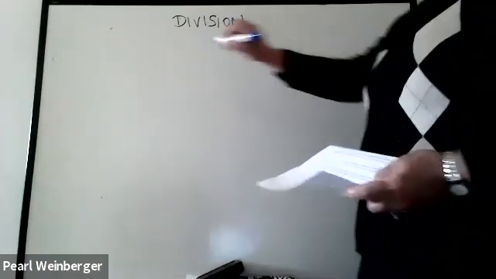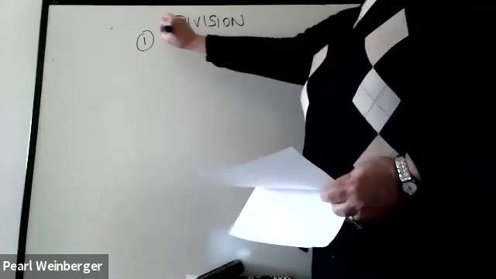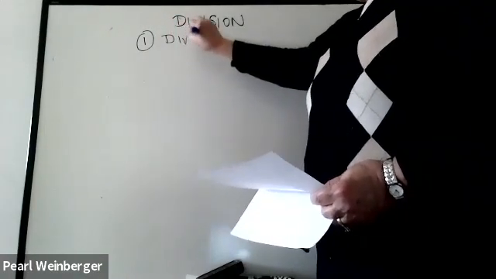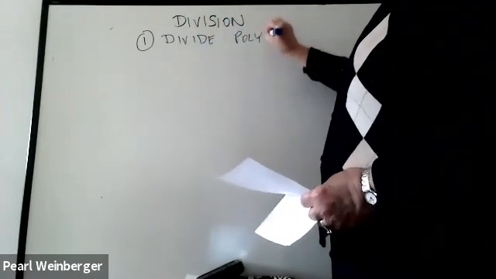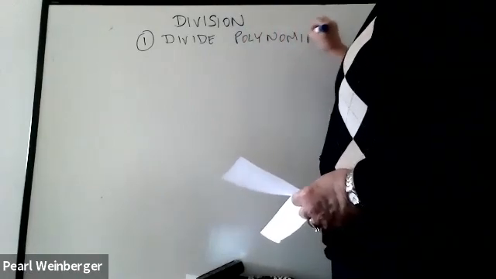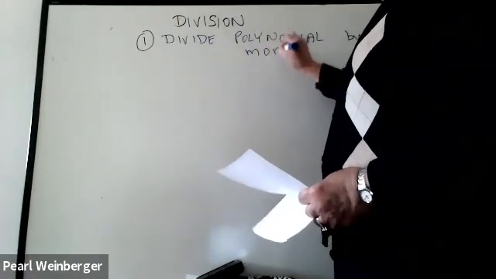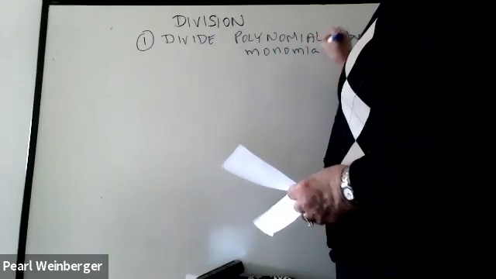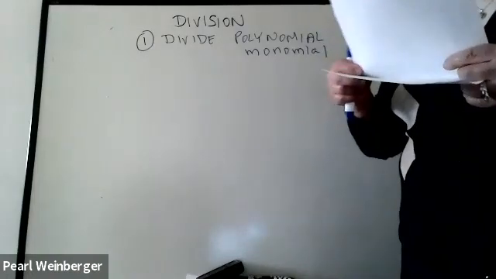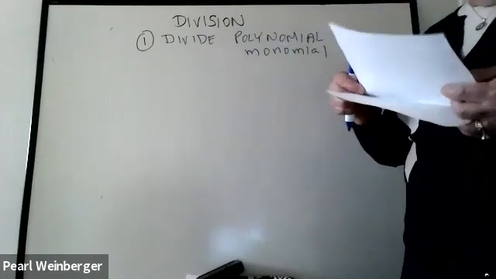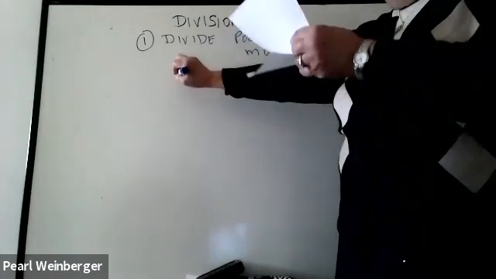So this can be broken up into two different types. One is when you divide a polynomial by a monomial. In other words, multiple terms in your numerator, a single term in your denominator. I'm looking at example number 613 on the sheet 5 examples.